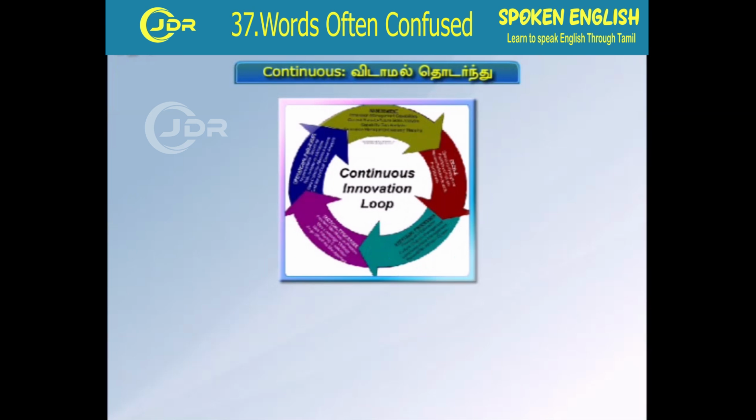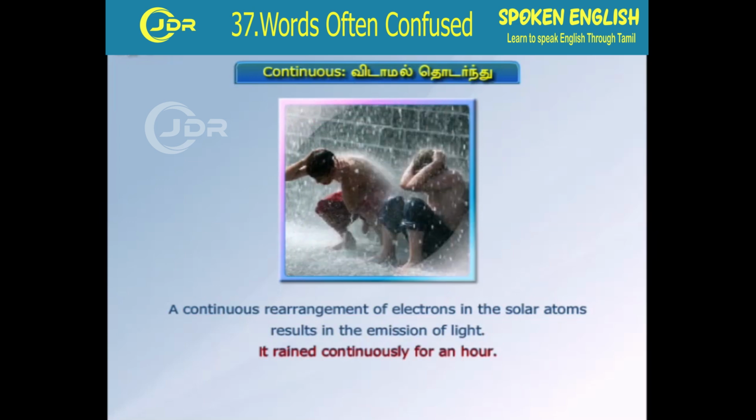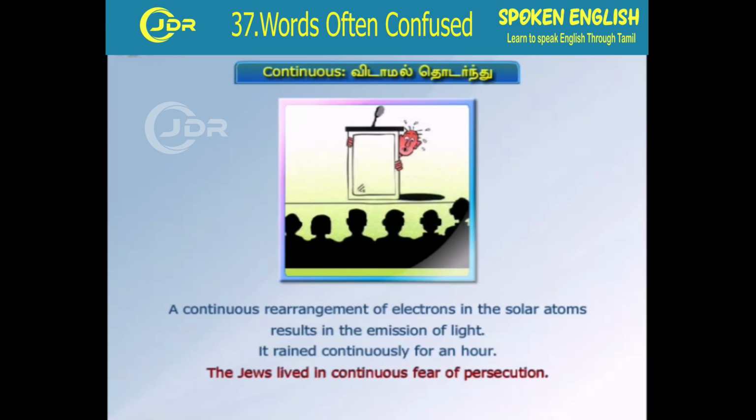Continuous, விடாமல் தொடர்ந்து. A continuous rearrangement of electrons in the solar atoms result in the emission of light. It rained continuously for an hour. The Jews lived in continuous fear of persecution.